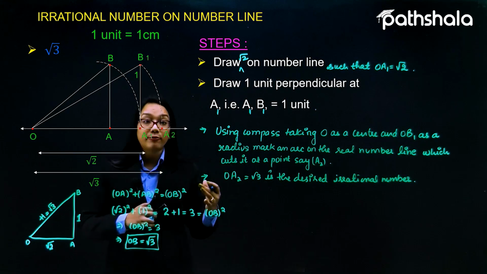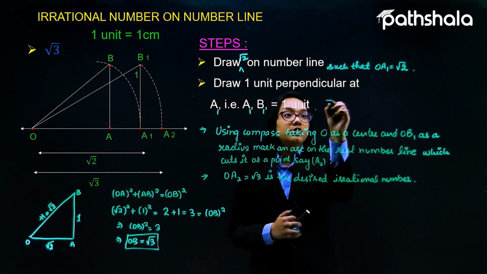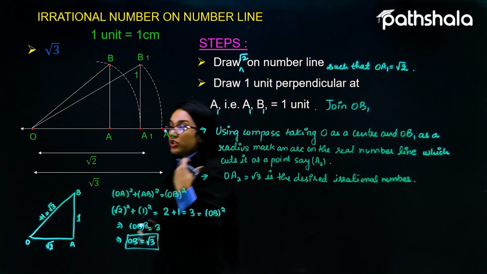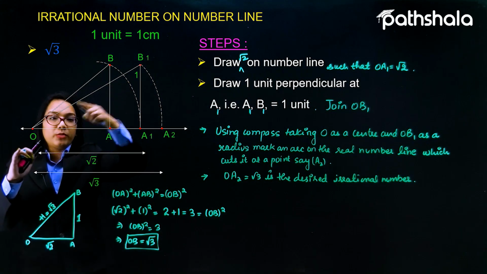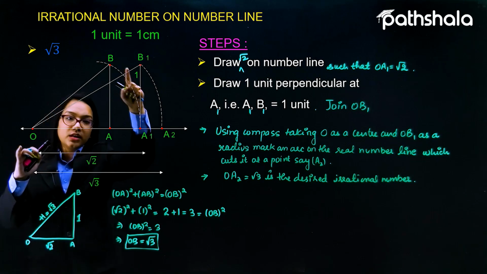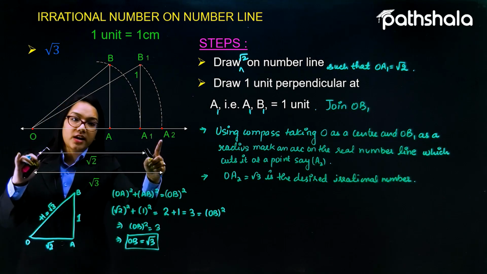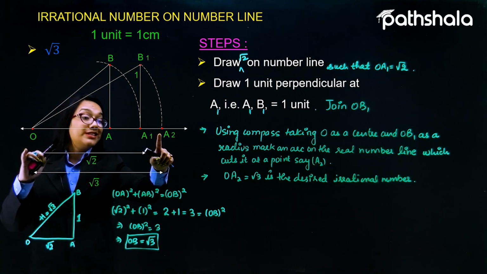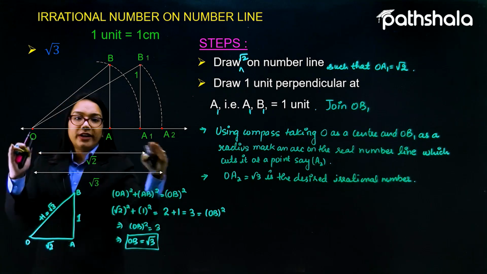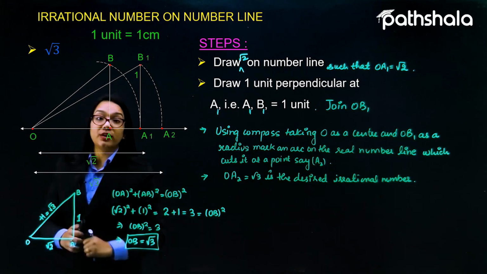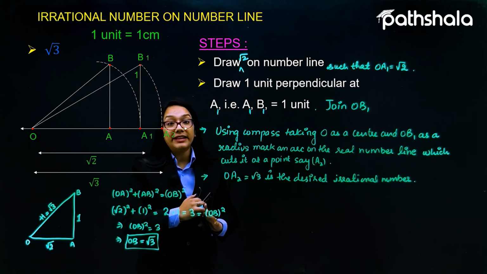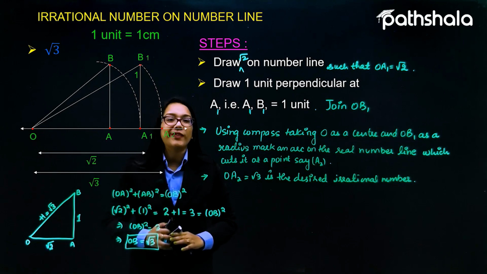And after that, we have to join OB1. Then using the compass, with OB1 as a radius, mark an arc over here such that it intersects the real number line at this point, and let us suppose we are calling this A2. So this OA2 is nothing but our desired root 3 on the number line. So this is all about the representation of root 3 on the number line.